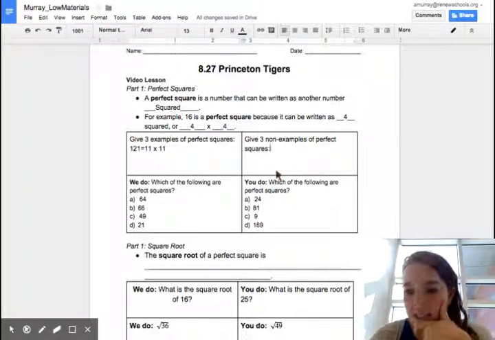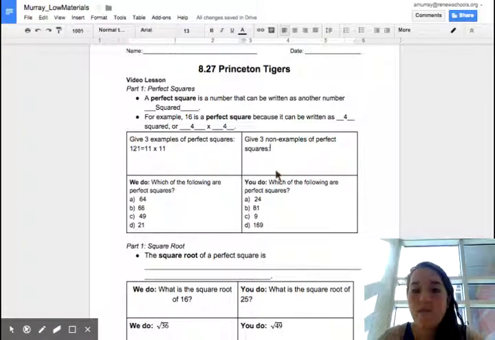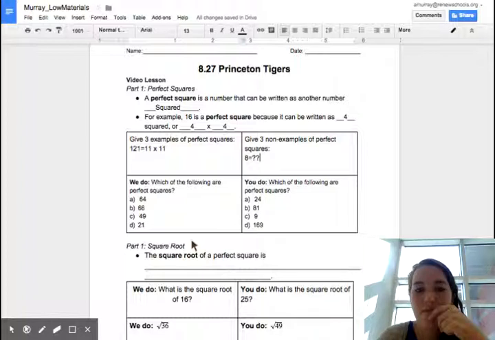Now let's go to non-examples of perfect squares. A non-example of a perfect square is 8 because there is no number that you could multiply by itself to get to 8. So which of these numbers are perfect squares? 64, 66, 49, or 21?